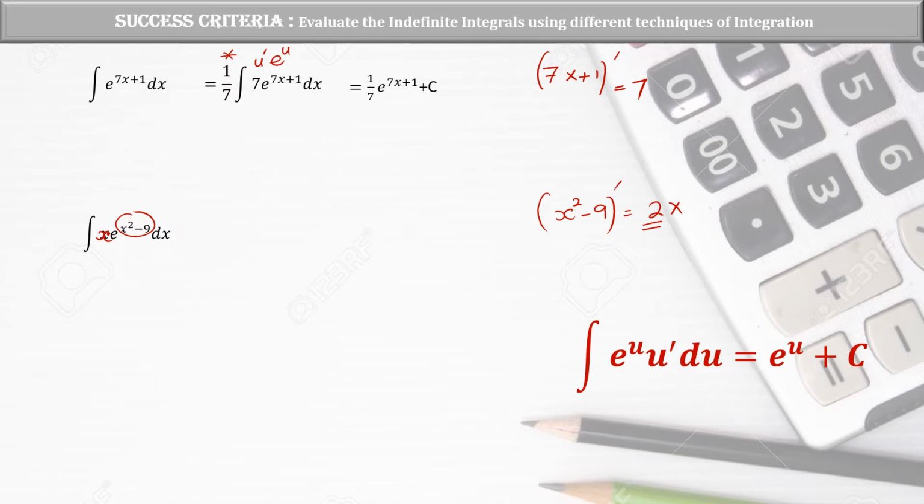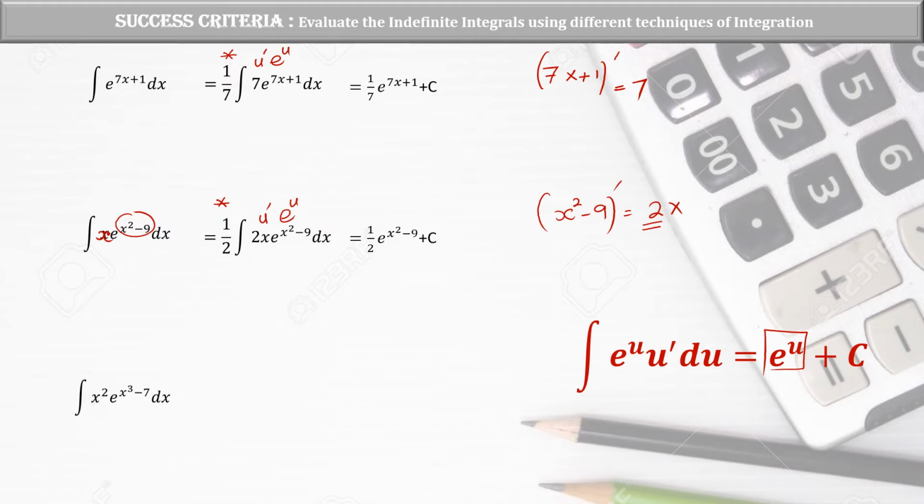So we will multiply and divide with the 2 in order to get the perfect derivative inside the integral sign. Now we have 2x in the shape of u prime and we have e to the power u. So the half we will write as it is, which is out of the integral sign, and the answer is e to the power u, which means e to the power x square minus 9.